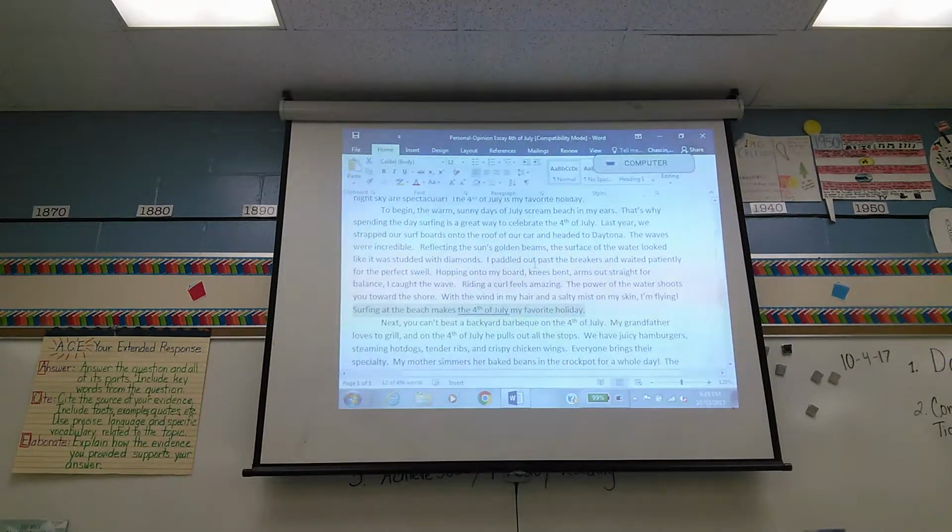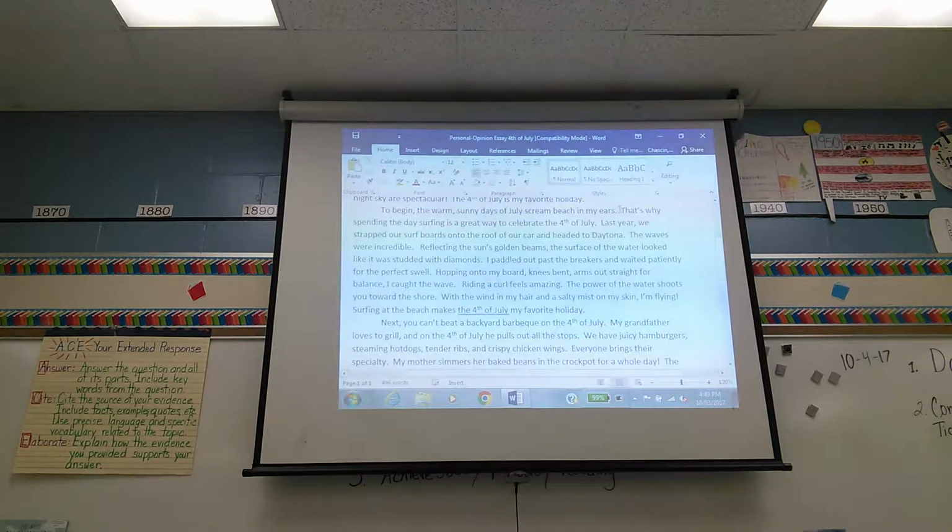We looked at this essay about the 4th of July, and we looked at the very first body paragraph. We notice, first of all, it has a transitional phrase to begin. Now, adding the main idea sentence to it, and again, here, I want parents to please notice and correct students who might want to capitalize this word right after the comma. Okay, so it's going to be, to begin, the warm sunny days of July scream beach in my ears.